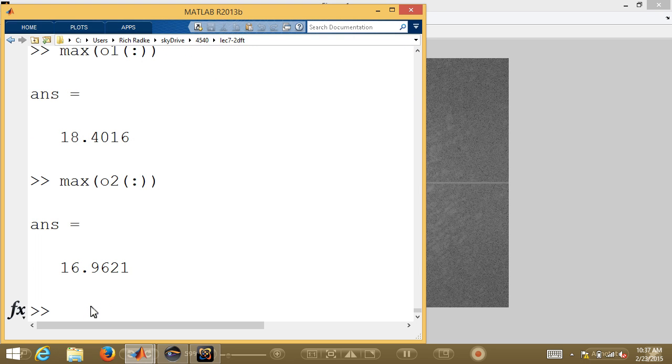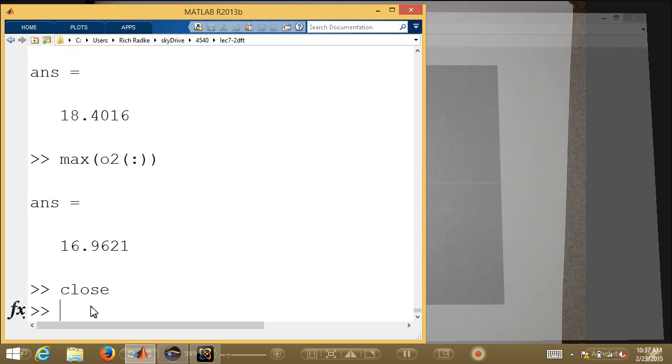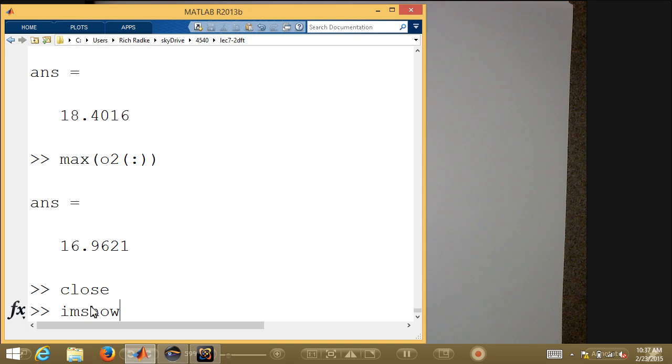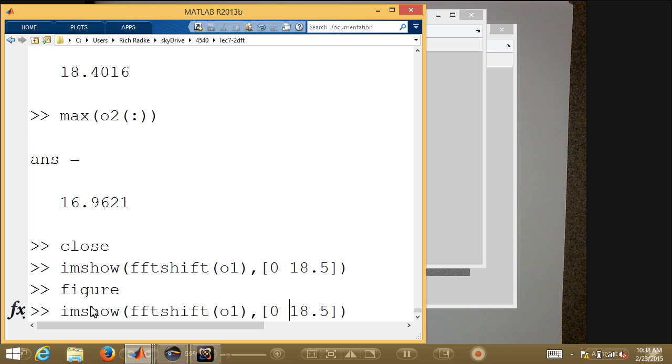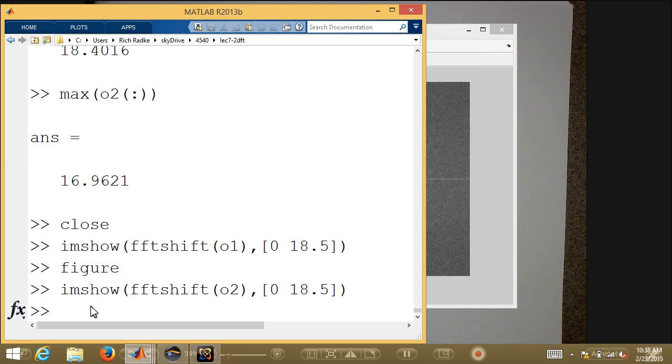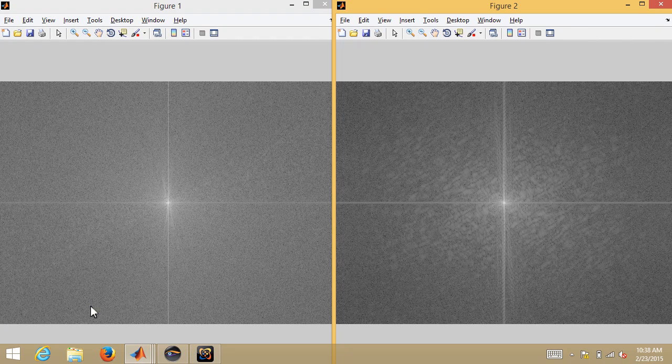I'm going to try and scale these to both be on the same scale, so let's say we go up to 18.5. Now I'm going to show the FFT shift of out 1, and scale it to make the maximum value of this. I didn't actually try this at home, so I'm not sure how convincing this is going to be.